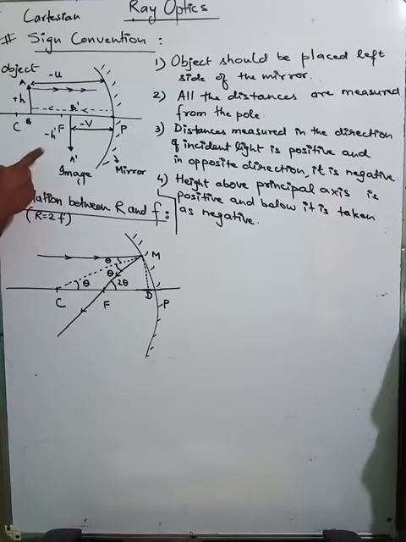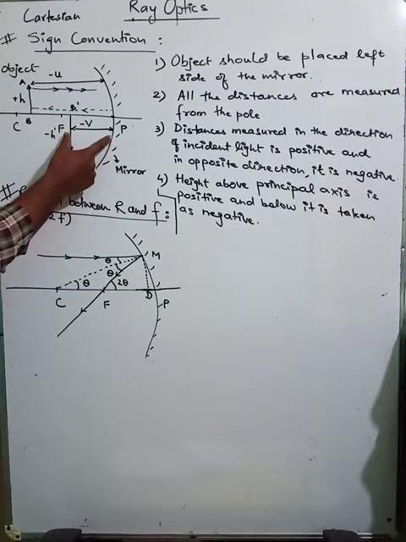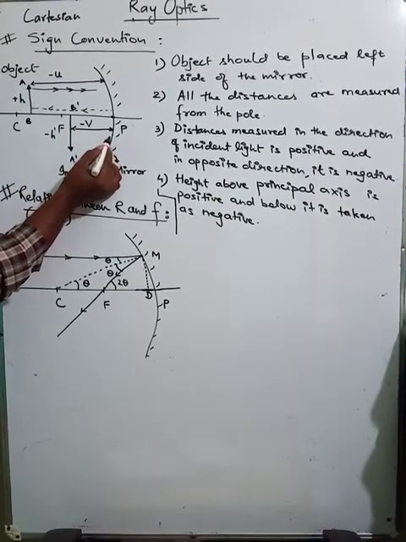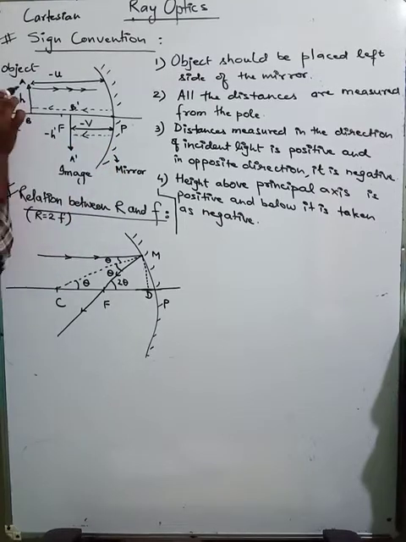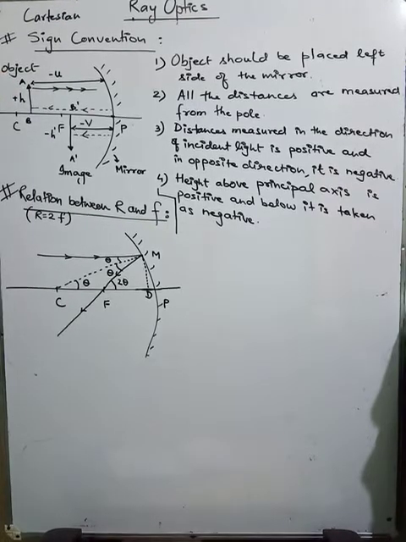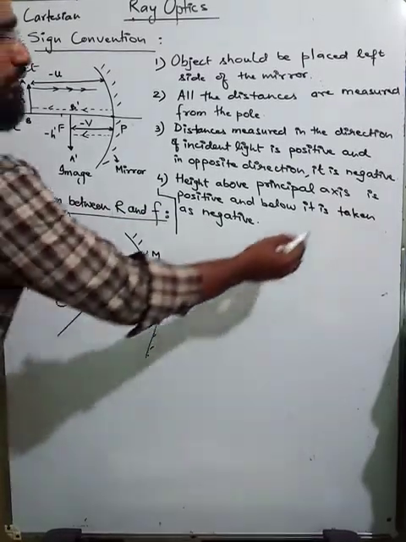Similarly, the distance of the image, that is v, again we have written minus, because we are measuring the distance in this direction, and light is incident in this direction. So what the third sign convention says is distances measured in the direction of incident light are positive. Here the incident ray is in this direction and we are measuring in this direction. Since both are opposite, it will be negative.